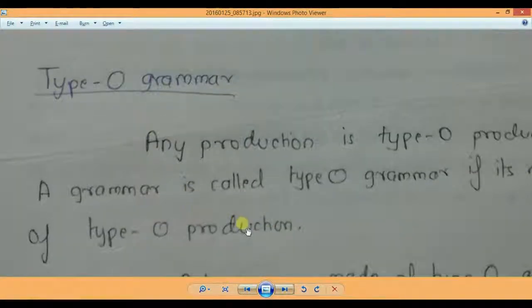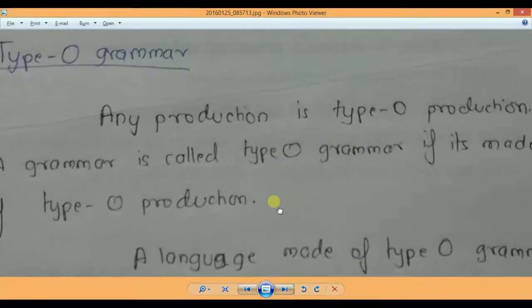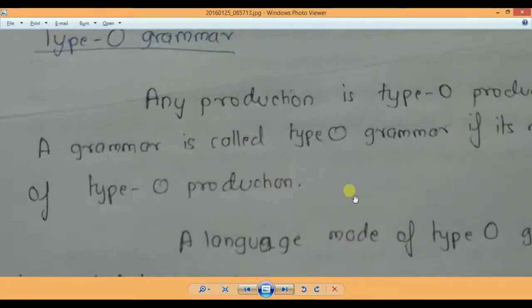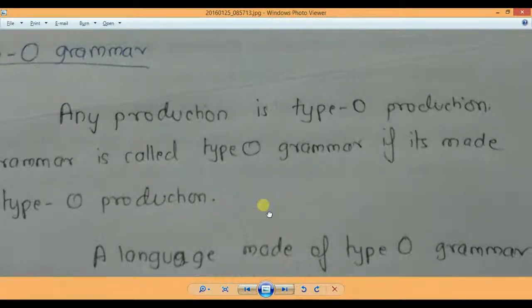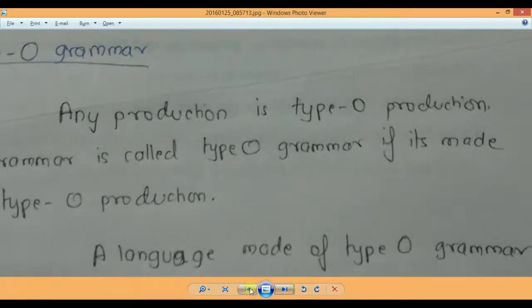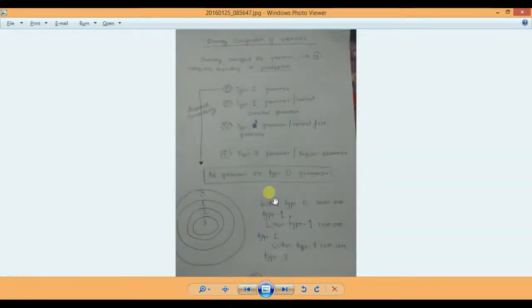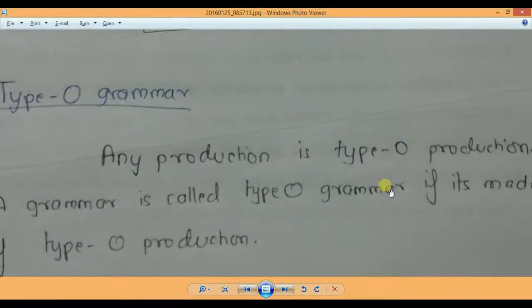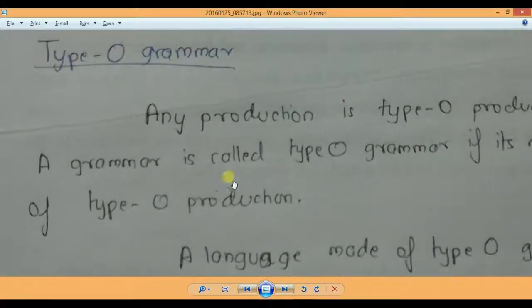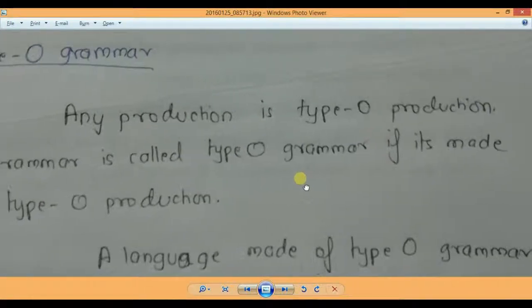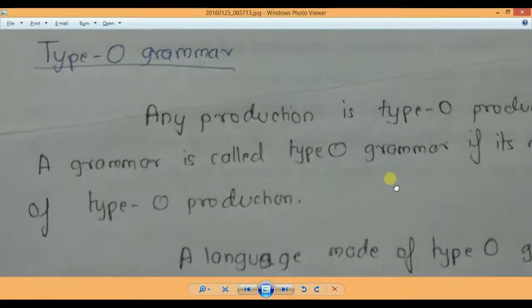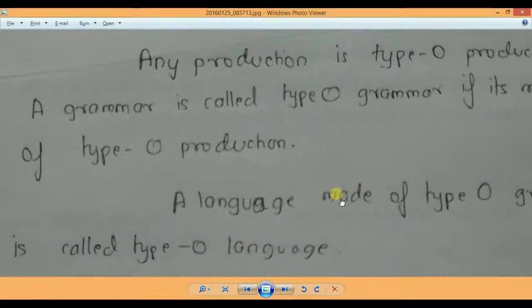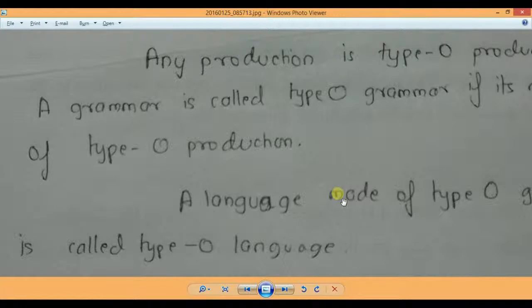Now let's move on to type 0 grammar. Any production is type 0 production. We have discussed this earlier. Here all grammar are type 0 grammar. In the same logic, any production is type 0 production. A grammar is called type 0 grammar if it is made of type 0 production. If all the productions are of type 0, then the grammar becomes of type 0.